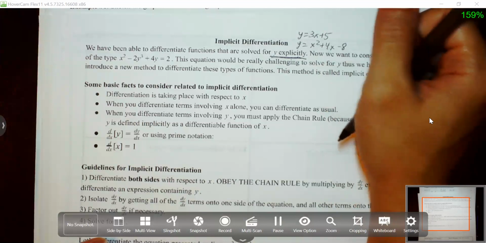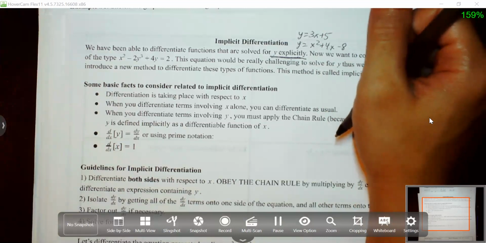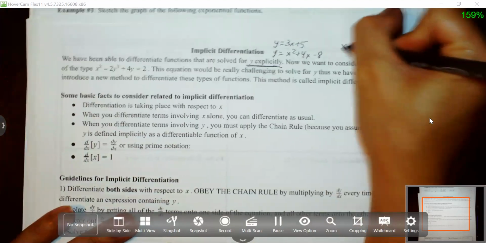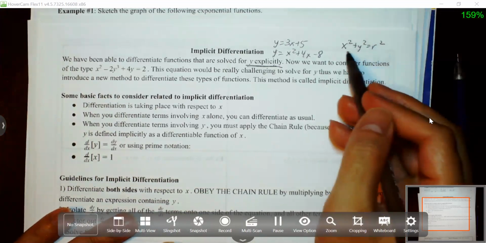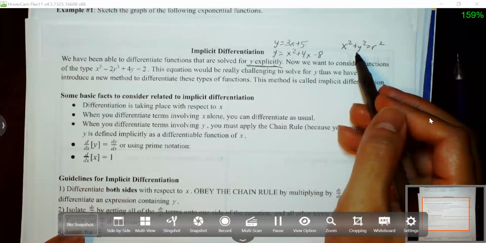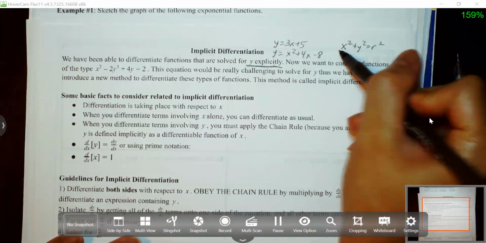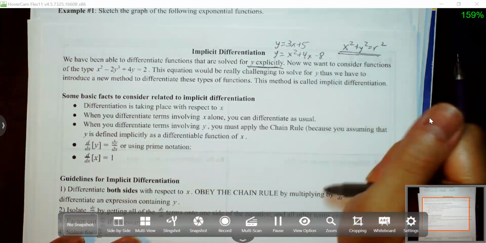But we know there are equations out there that are not solved for y explicitly, and you know those equations. The most famous one, or the one that you probably are most familiar with, is the equation of a circle centered at 0, 0, right? This is not solved for y explicitly, but you know this forms a circle centered at 0, 0. So how do we differentiate something like this? And that's what we're going to be doing today.